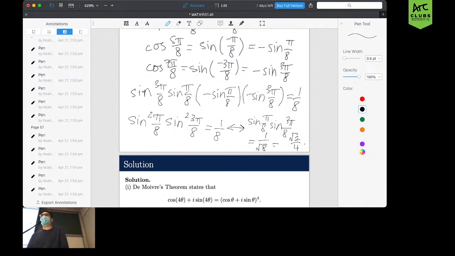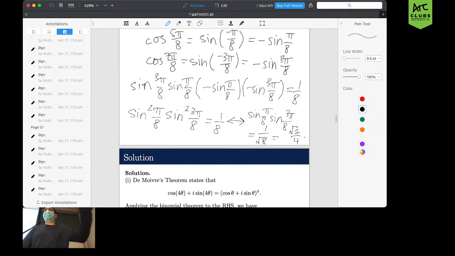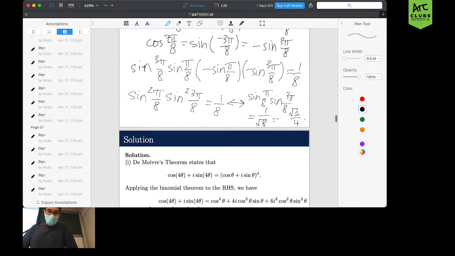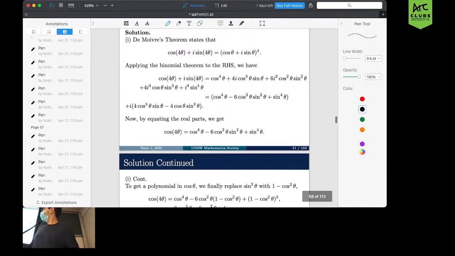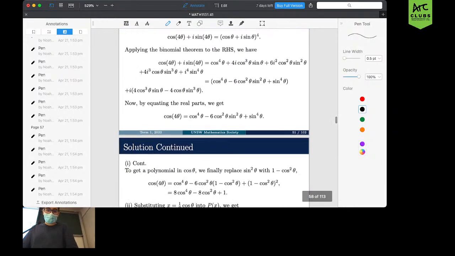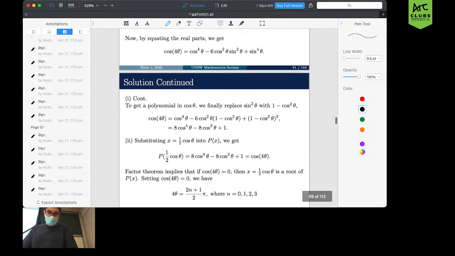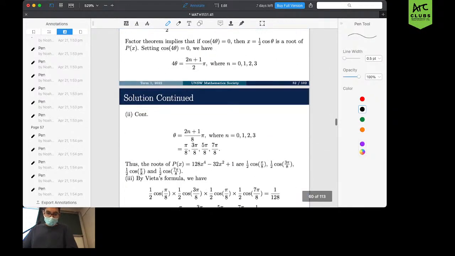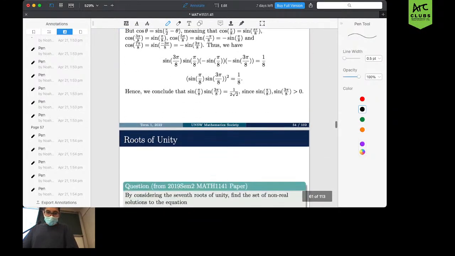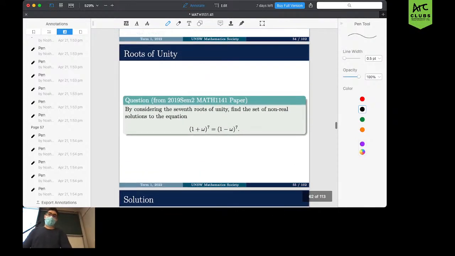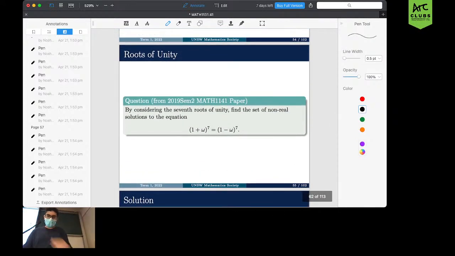Cool. You can see it's a pretty tough question, so this would be catered more towards the end of the 1141 paper. And here's a better written out solution that you can refer to after this presentation. Cool. And the final question, this one is a little more difficult.